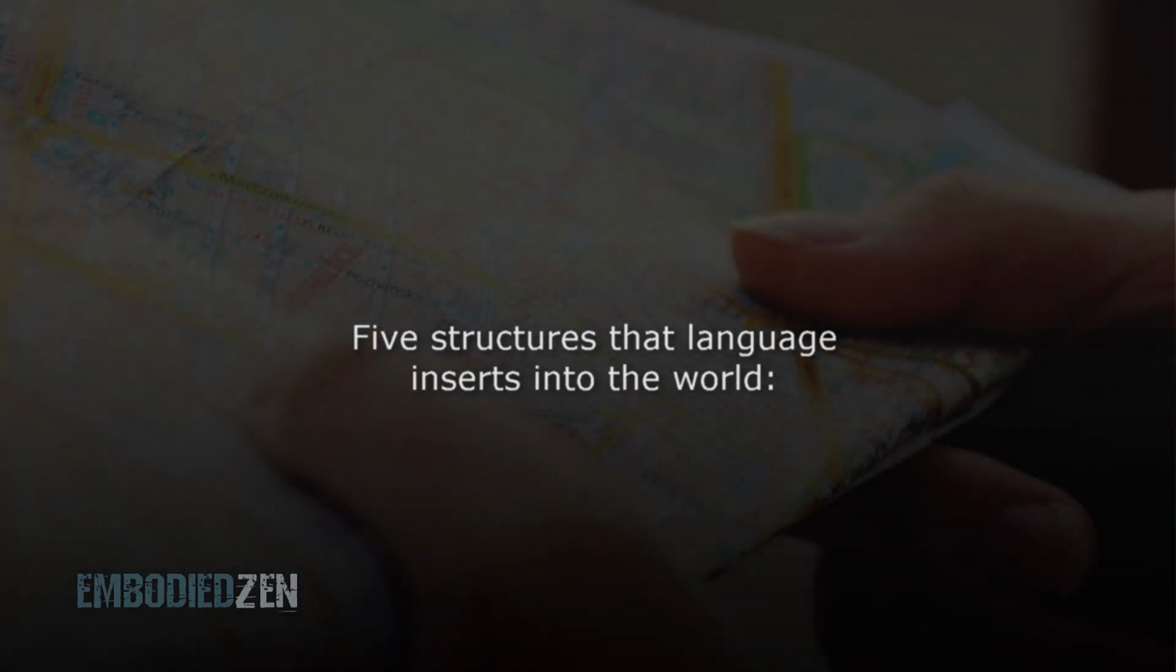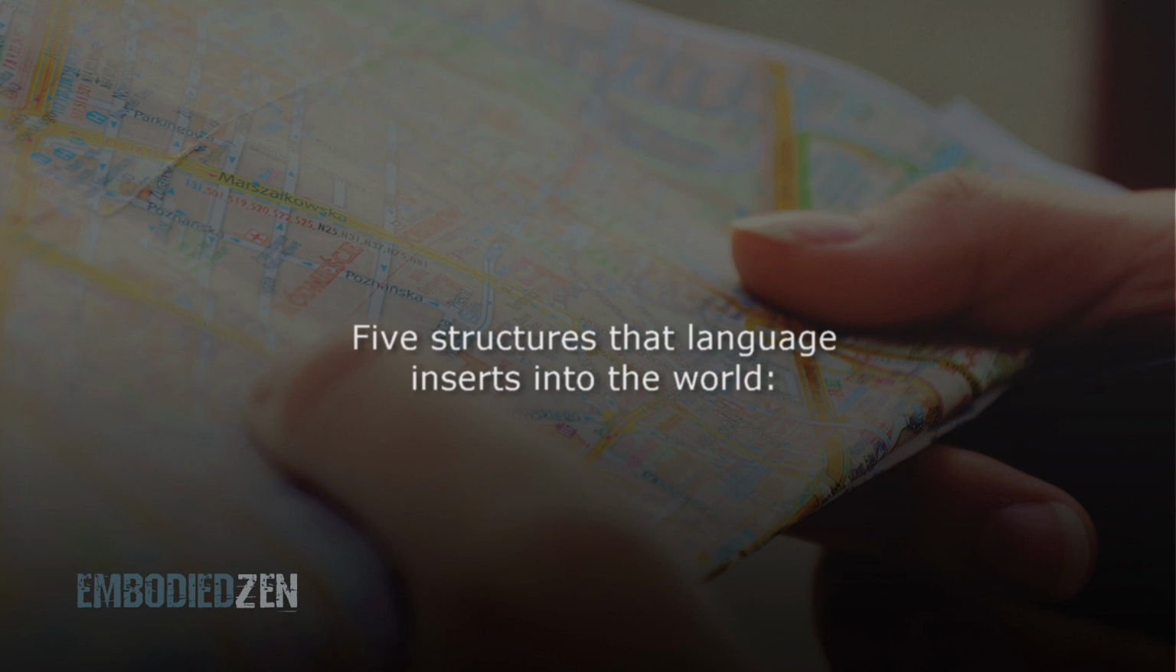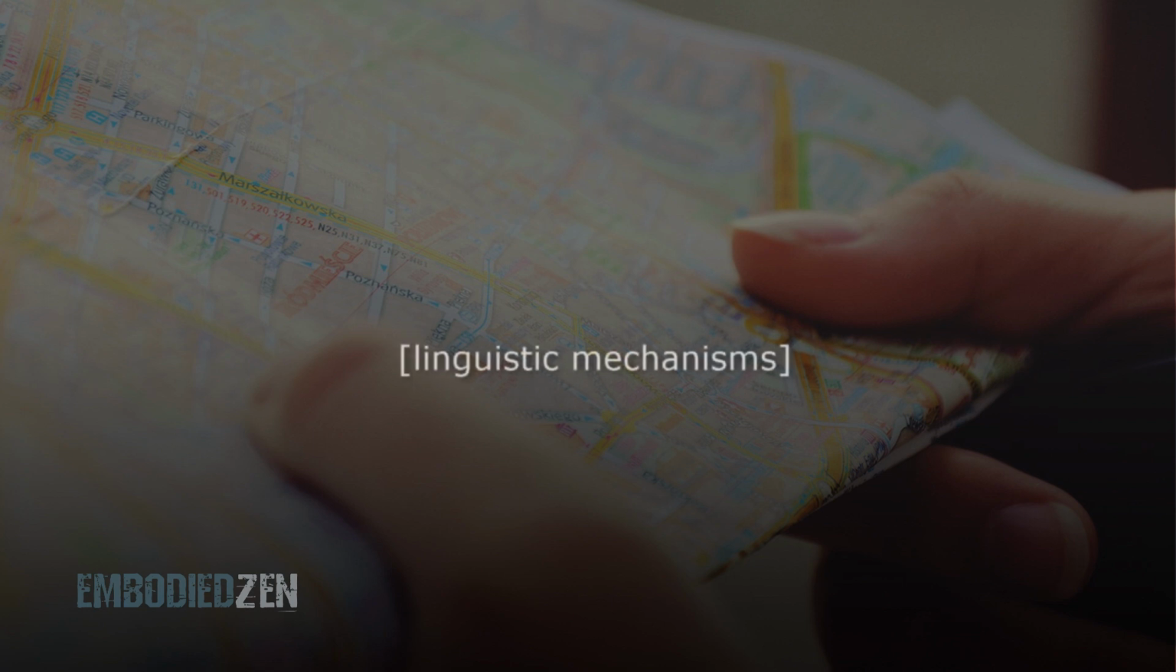There are 5 mechanisms that language depends on in order to function. These mechanisms are necessary features of the map. They are the linguistic mechanisms that allow us to put the world into words. None of these 5 mechanisms actually exist in the world. They exist only in the mechanics of language. They are part of the map.